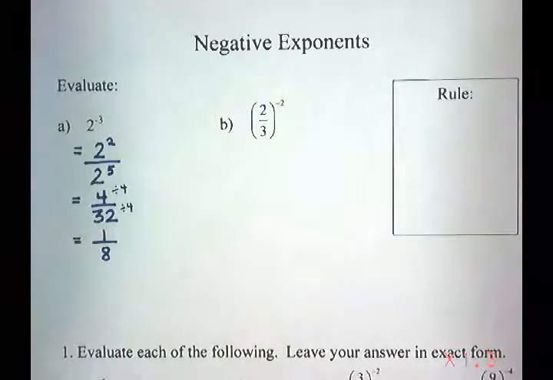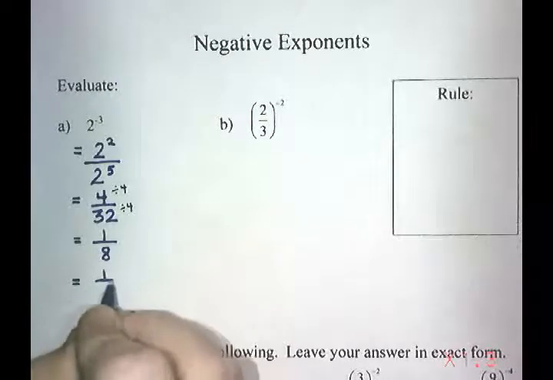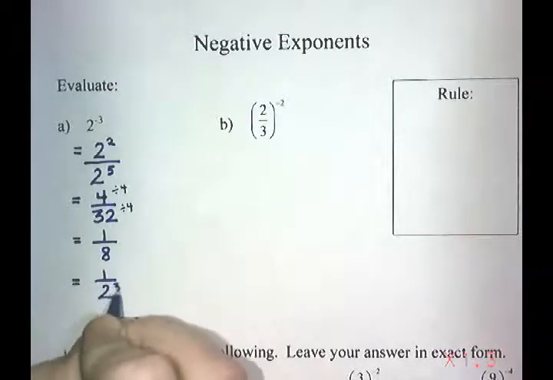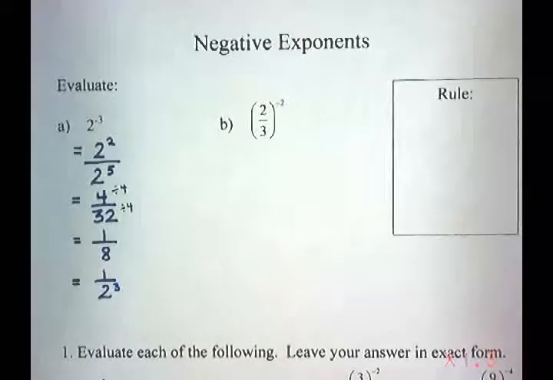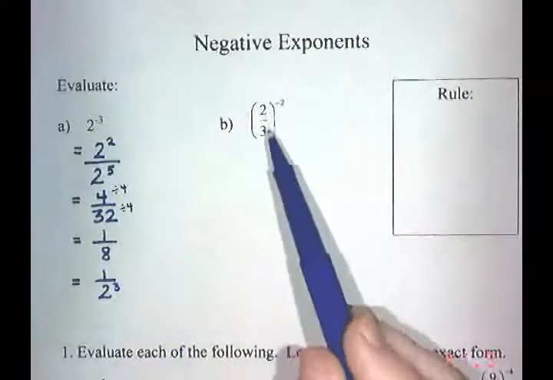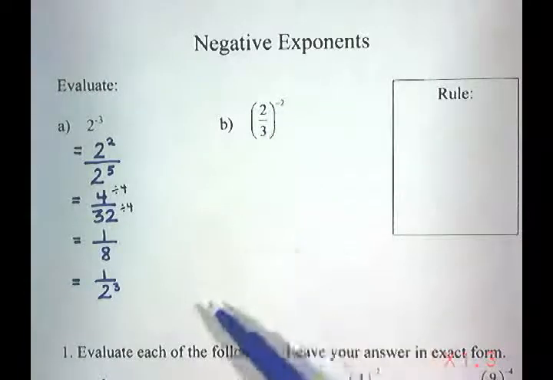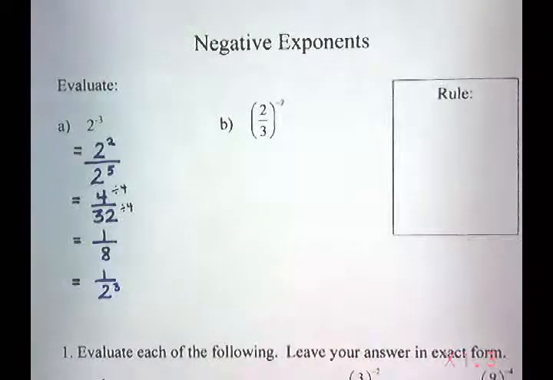Now, 8 is actually a power of 2. It is 2 to the power of 3. So I can say that this is 1 over 2 to the power of 3. That's interesting, but I really think we need to take a look at another example before we can figure out what the rule is here. I do notice that somehow I've ended up with a fraction, but I'd like to take a look at another example. This one here, 2 over 3 to the negative 2, is a little bit trickier. It has a fraction in it, so it's going to be a little more difficult for us to figure out.